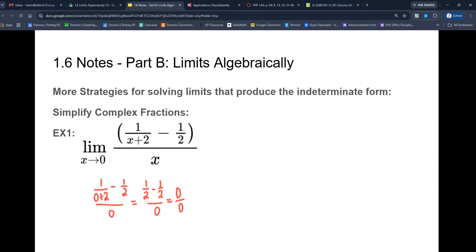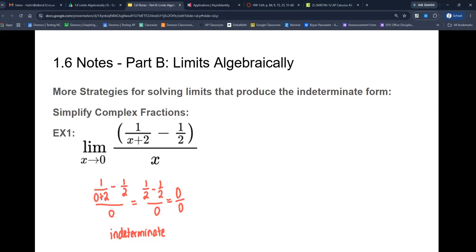So did this work? No. This is indeterminate. Indeterminate can never be your answer. If you get indeterminate, you have to do more, right?